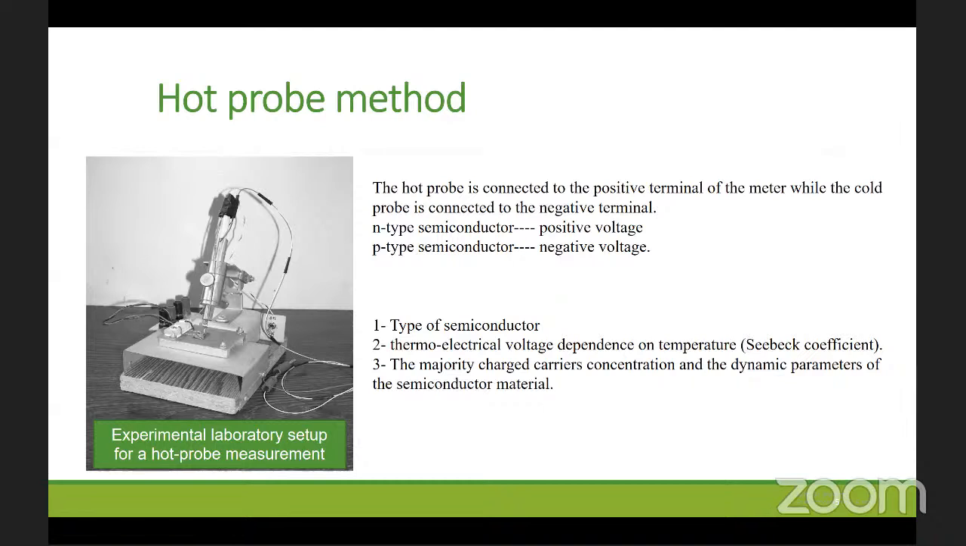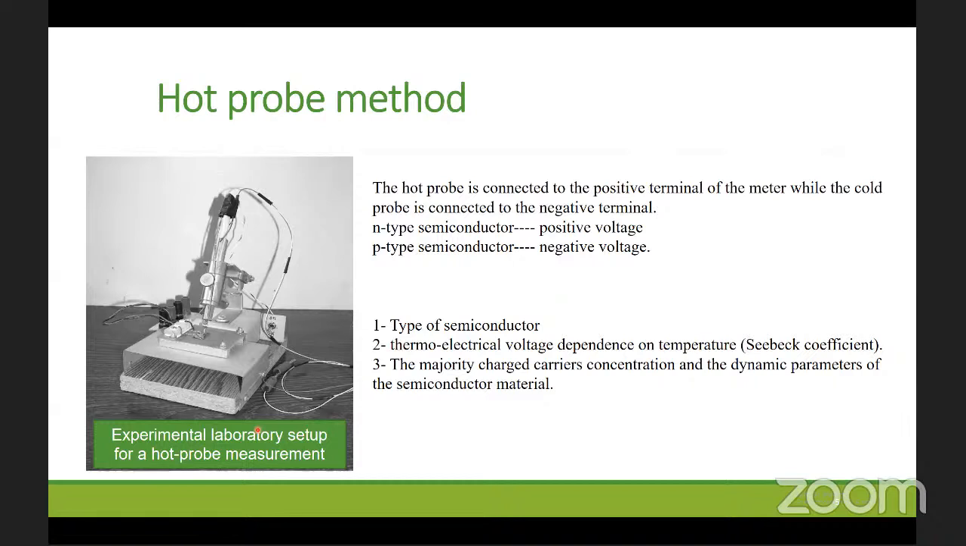In my research work, I have used the new hot probe method that is based on the thermally excited majority free charge carriers, which are translated within the semiconductor from the hot probe to the cold probe. The setup of the hot probe experiment is shown in this figure, where the hot probe is connected to the positive terminal of the voltmeter, while the cold probe is connected to the negative one.